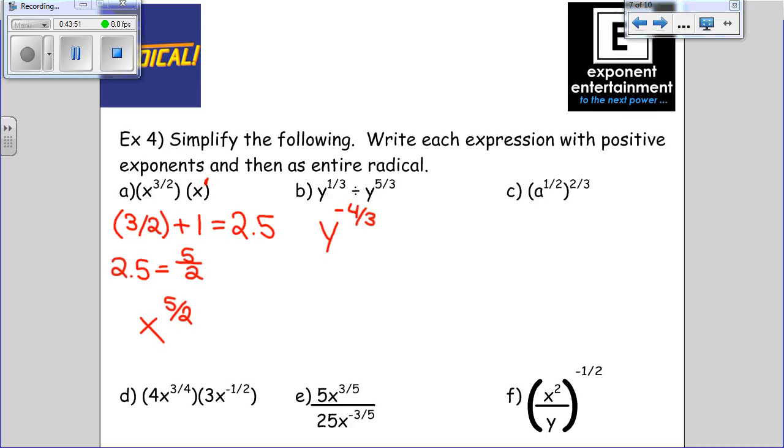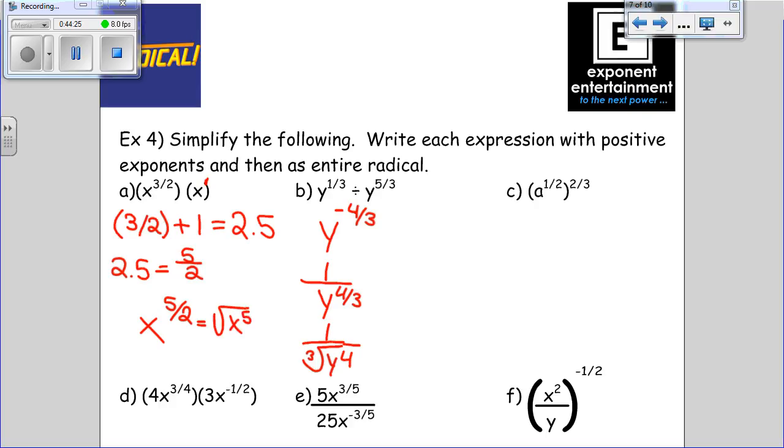Do we like fraction exponents? No. So how can we get rid of a fraction exponent? Change it to a radical. So that's 1 over the cube root of y to the 4. I should have changed this. Don't let the addition and subtraction of fractions throw you off. Your calculator can be that fun.